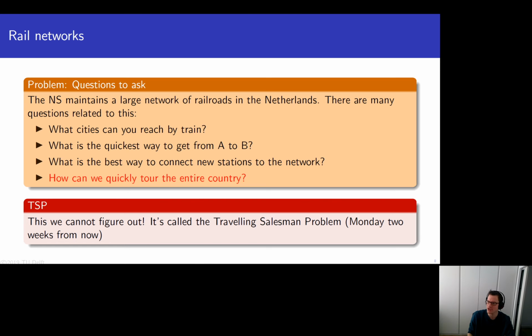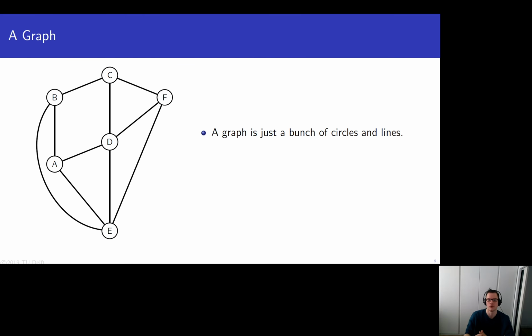So all kinds of fun questions that we can ask about the NS, that we can ask about graphs. But in order to ask them, let's first formalize this notion of a graph a little bit. So very informally, a graph is just a bunch of lines and circles. Here's an example.